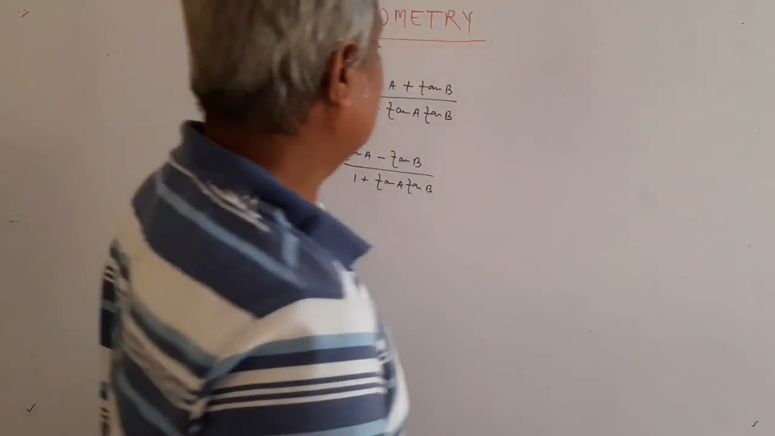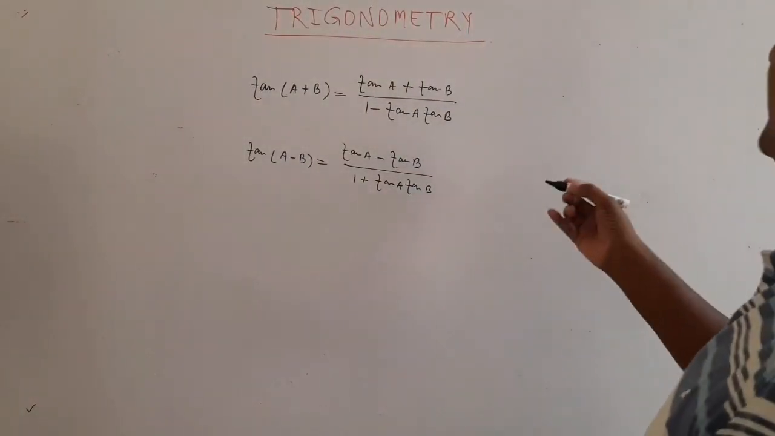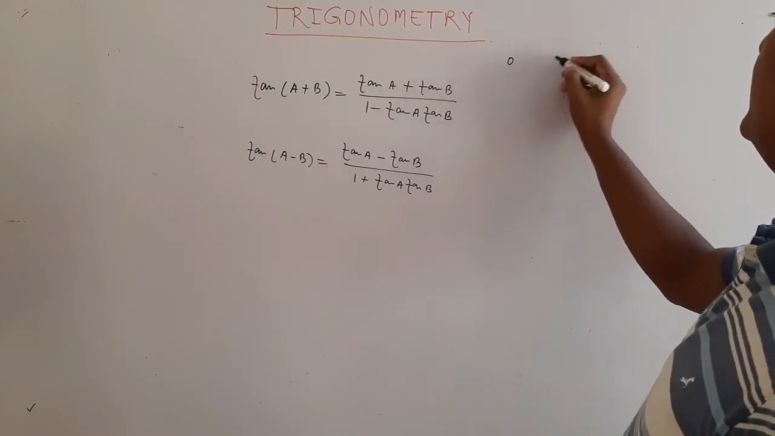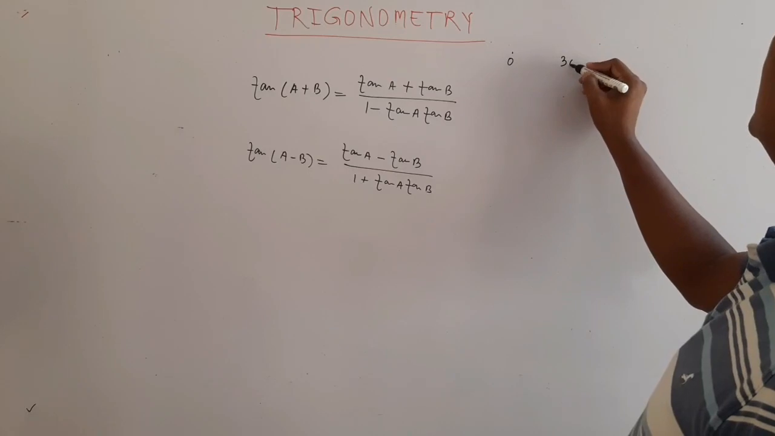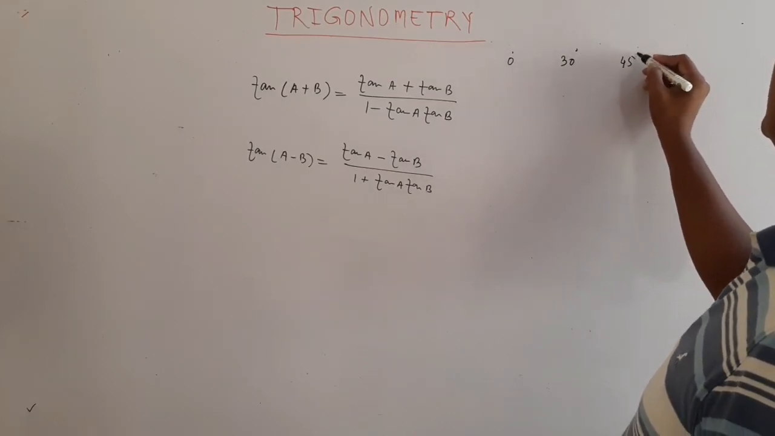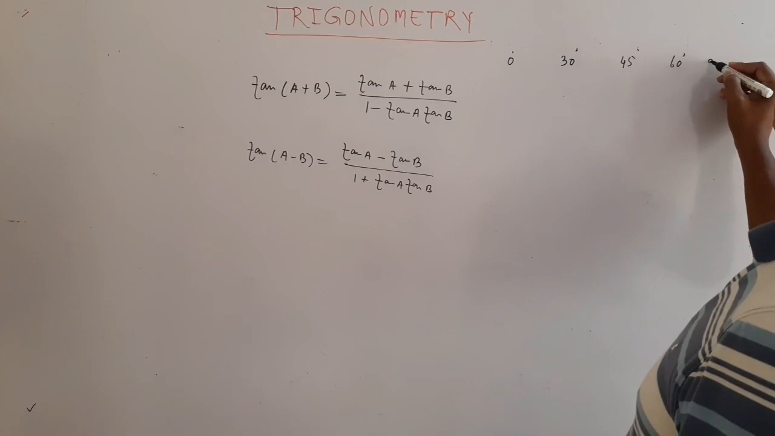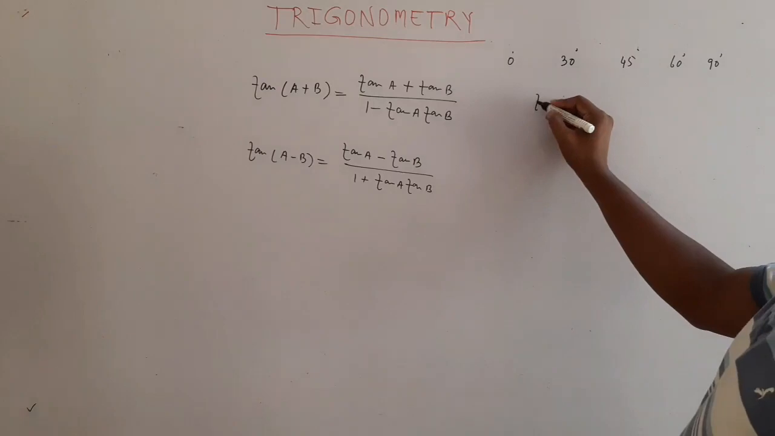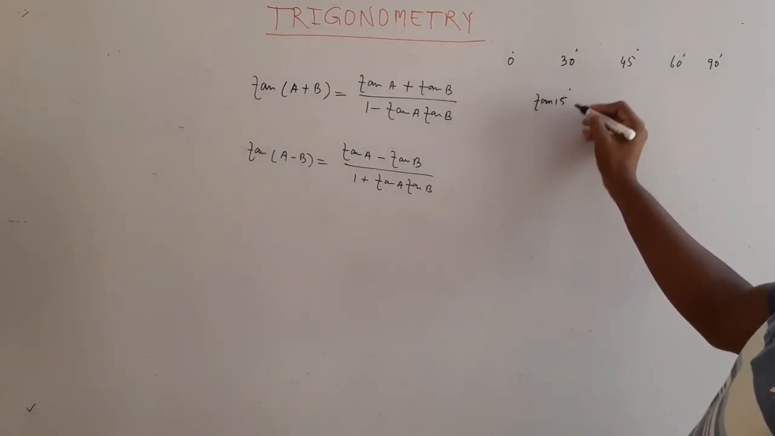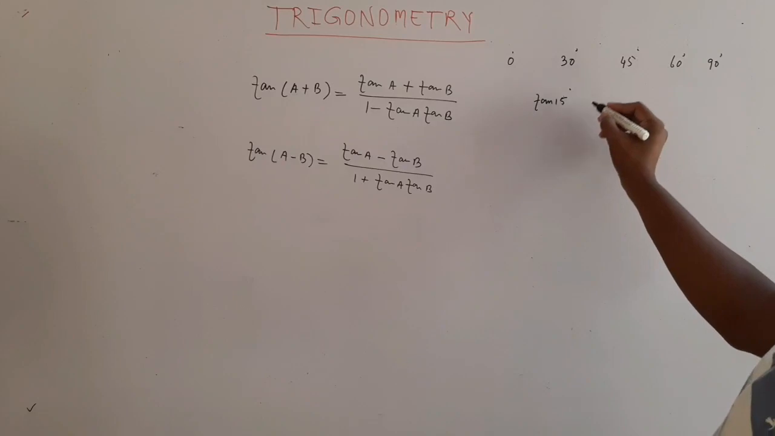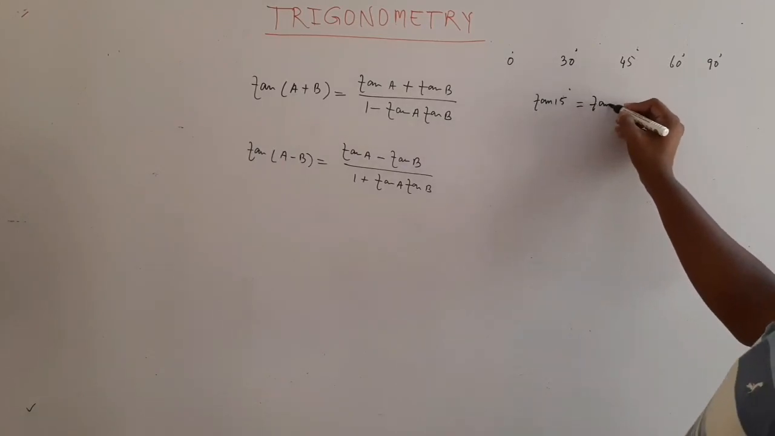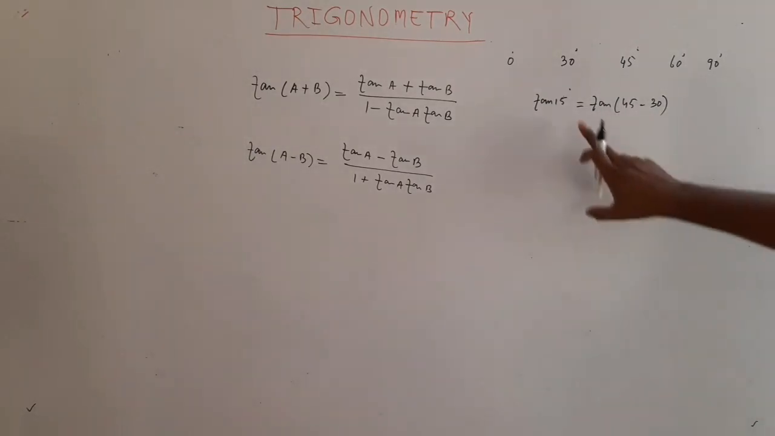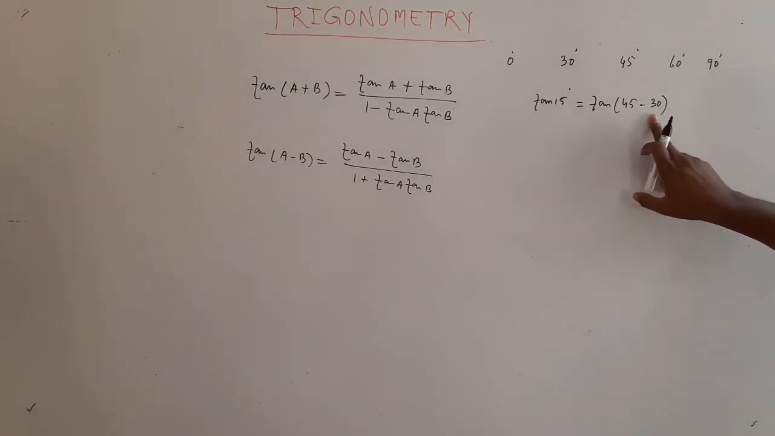Now how to use these identities? Last time we discussed, I helped you draw a table which can give you the values for 0, 30 degrees, 45 degrees, 60 degrees, 90 degrees. So these are the known values which you know. Now suppose I have to find the value of tan 15 degrees. You don't know it directly because there is nothing for 15, but you can get this 15 by using 45 minus 30. Got it? So the 15 is 45 minus 30.